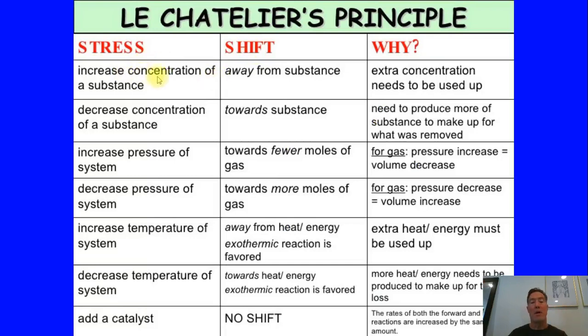So again, some quick summary of Le Chatelier's principle. We increase any of the substances, it will shift away from the substance. We decrease any of the substances, it will shift toward it. We increase the pressure of a system, it will shift towards fewer moles. We decrease, it will shift towards more moles. If we increase temperature, it will shift away from heat. If we decrease temperature, it will shift towards heat. If we add a catalyst, no shift whatsoever.